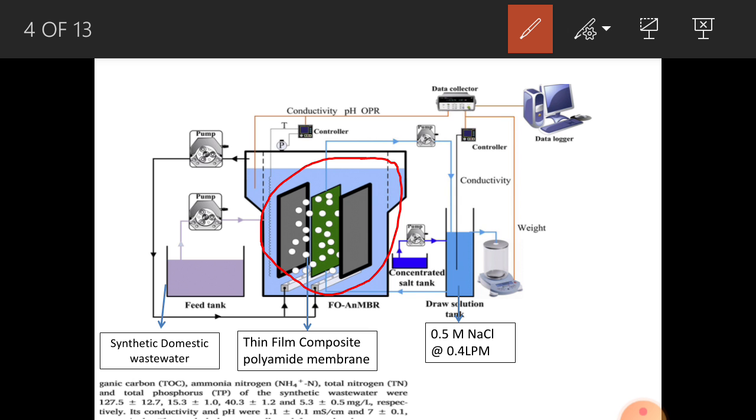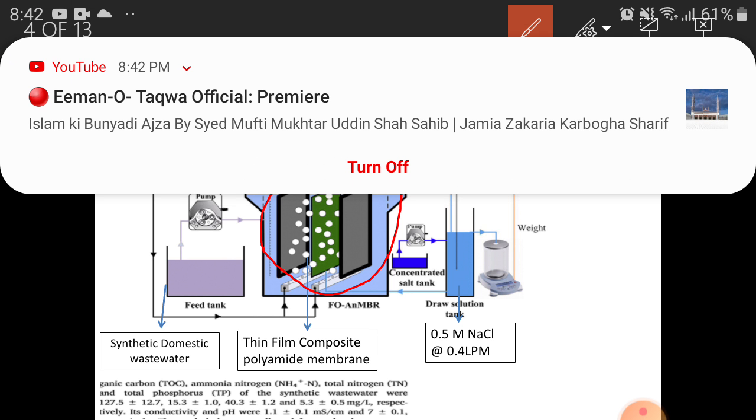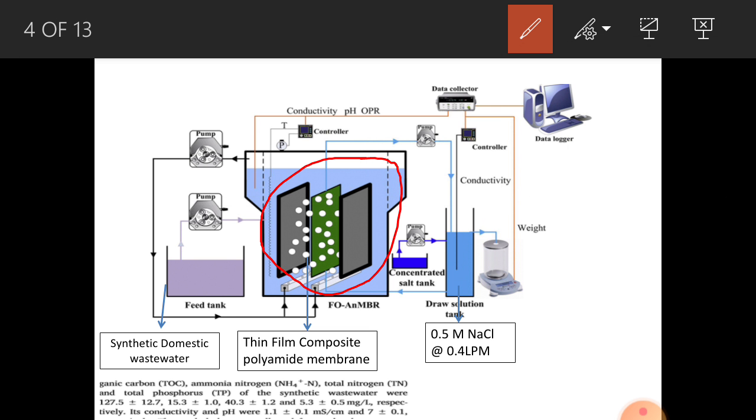and the total organic carbon, ammonia nitrogen, total phosphorus of the synthetic wastewater are given in the slide, along with their values. The pH of the synthetic wastewater was around 7 and its conductivity was around 1.1 millisiemens per centimeter. So this is the setup that was used by the authors in their experimentation.